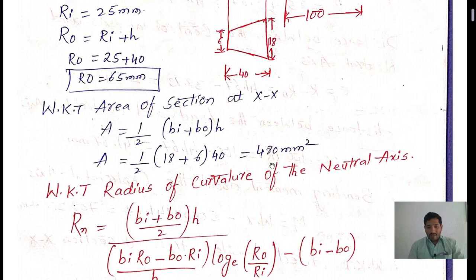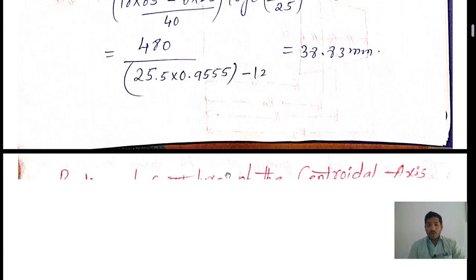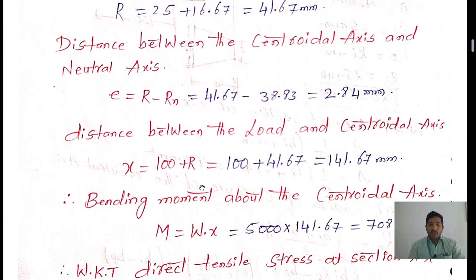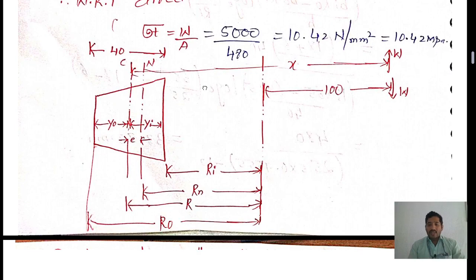After that we need to find the radius of curvature of the neutral axis. So first of all, you need to remember how to find the radius of curvature of the neutral axis. For that reason, first of all, you have to understand this figure, then only you can easily solve the first step of the problem. Let us see. C represents the centroidal axis and N represents the neutral axis.